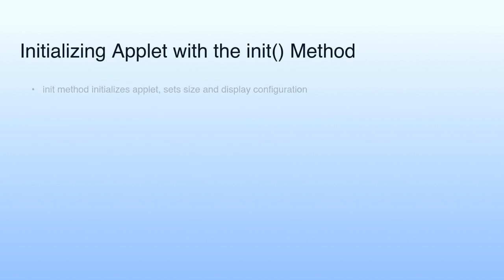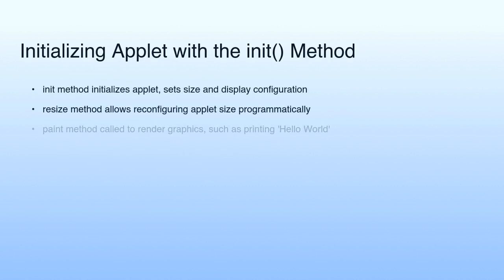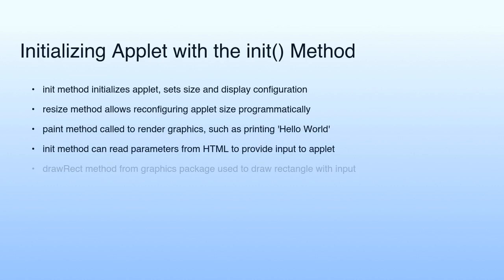The init method plays a vital role in initializing the applet, setting its size and display configuration, while the paint method is used for rendering graphics, and the drawRect method from the graphics package can be employed to draw rectangles based on input parameters.